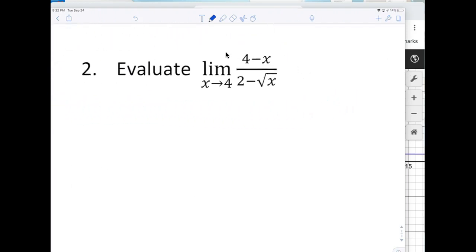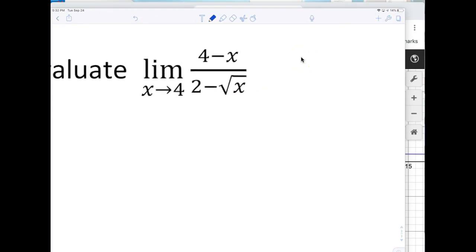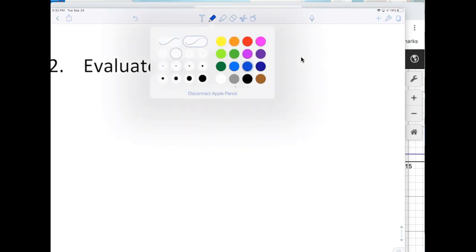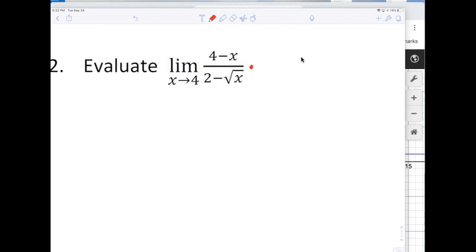Question 2, if I try plugging in 4, I'm going to get 4 minus 4, which is 0 on the top, and 2 minus 2 on the bottom. And this one's not really factorable because of the square root, but we can use another trick. I am going to multiply by something called the conjugate. And it looks like this: 2 plus root x over 2 plus root x.